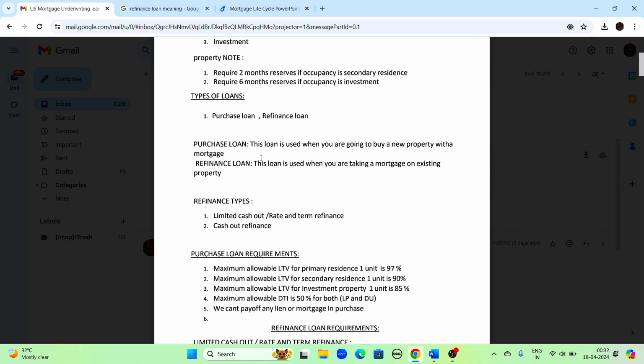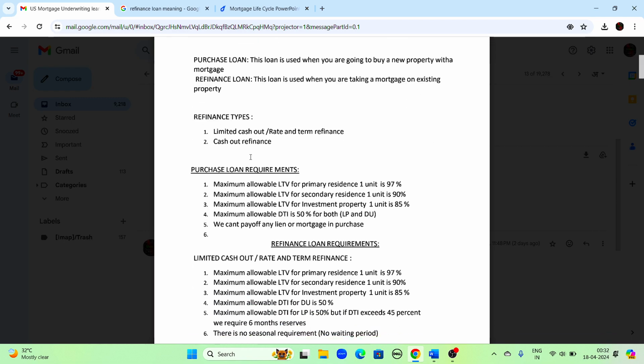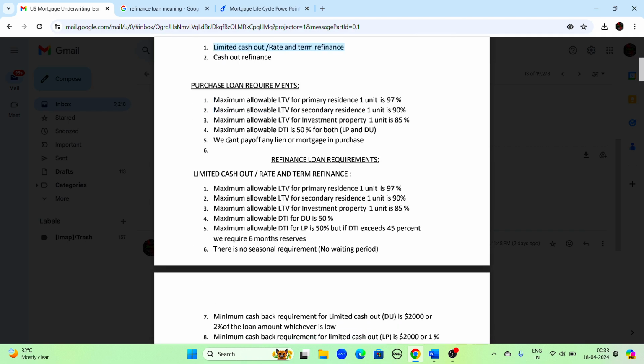What do you mean by purchase loan? The loan which is used when you are going to buy a new property with a mortgage. Refinance is a loan which is used when you are taking a mortgage on existing property, the property which you already have. Types of refinance: limited cash out or rate and term refinance, and cash out refinance.